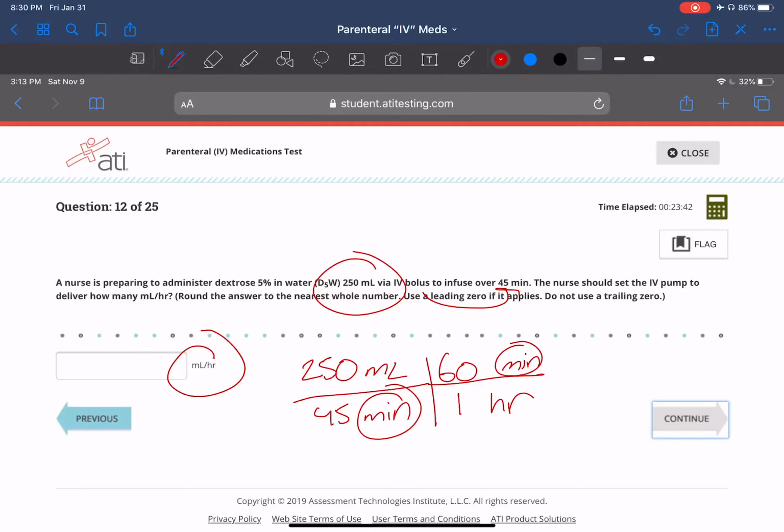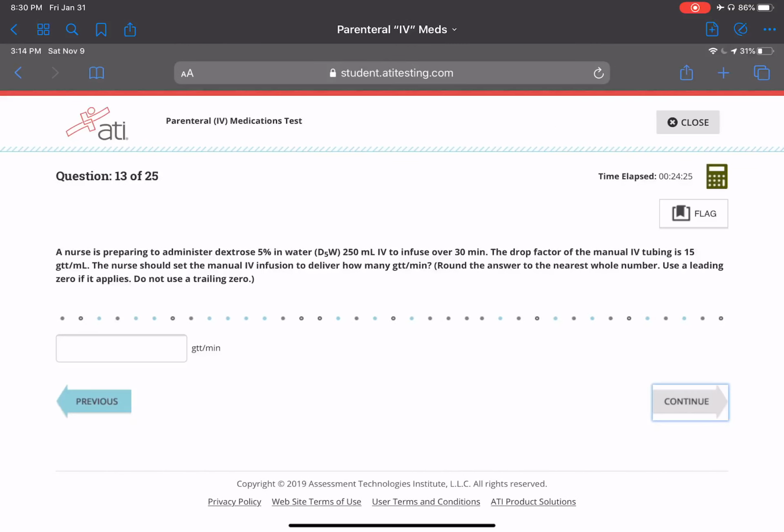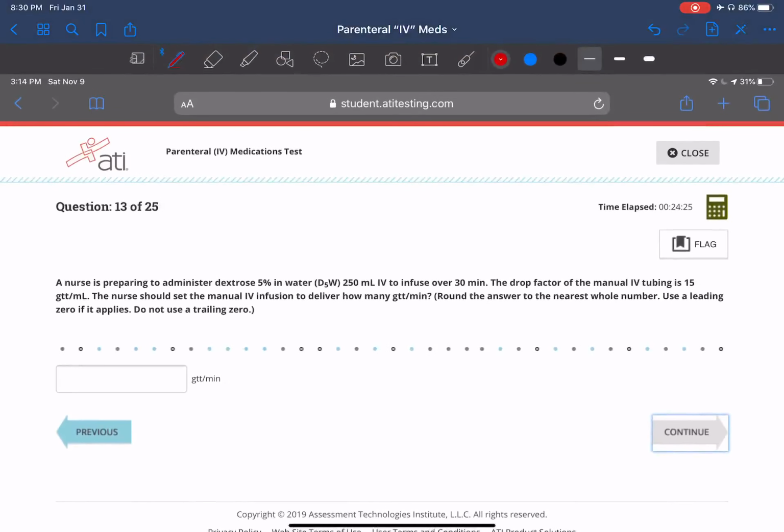250 times 60 divided by 45 divided by 1. And I got 333.3333. And they want the answer in a whole number. So it's going to be 333. See if that's right. And yes, it is. That one was easy. That one's quick. If you don't get it, go back to all of the other questions that we did that were similar to that. I just want to focus on the GTT problems for now, such as these ones.